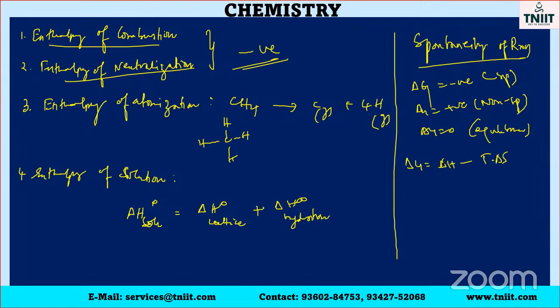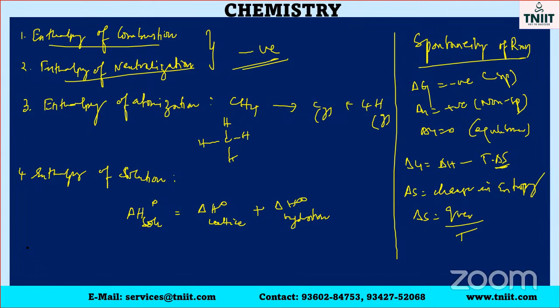Delta H is enthalpy change, T is temperature. What is this delta S? This delta S is change in entropy. Entropy is nothing but the measure of disorder. Change in entropy is given by the heat of a reversible reaction with respect to temperature.